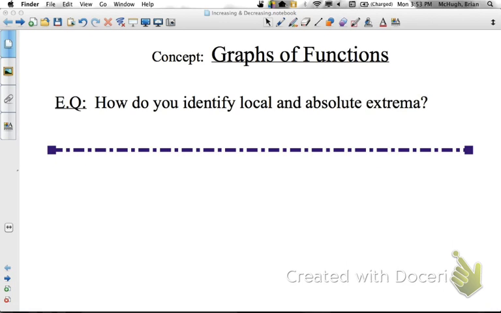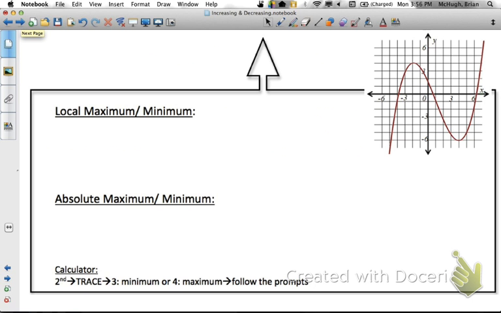The essential question for this lesson is, how do you identify local and absolute extrema? Absolute is sometimes also called global, and extrema are sometimes called extreme values. So how do you identify local and global extreme values of a function? Extreme values are maximums and minimums.